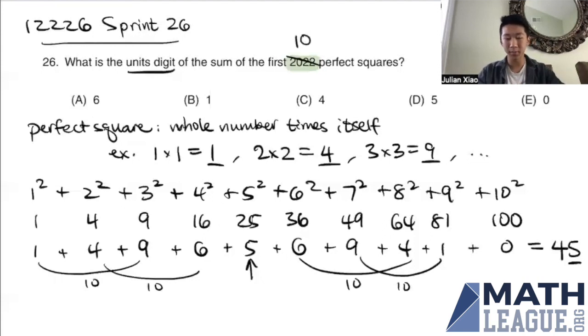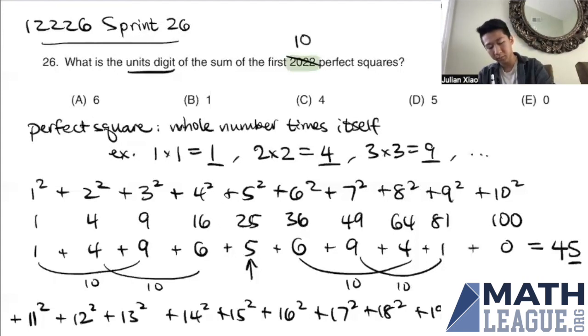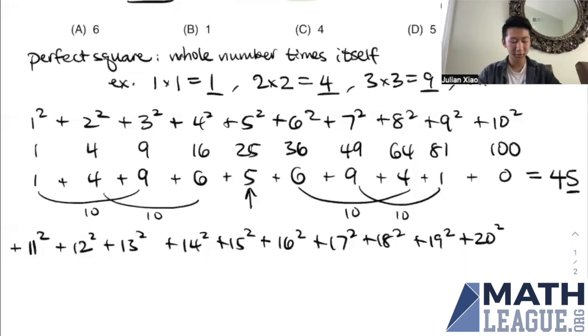Let's try to make this a little bit bigger. What if I wanted to find the sum of the first 20 perfect squares? I'd have to also add on the next 10 perfect squares, plus the ones I've already added. These numbers are going to be a lot bigger, so I'm hoping I can find a pattern before I have to calculate all of this, because eventually these numbers are going to be absolutely ginormous.